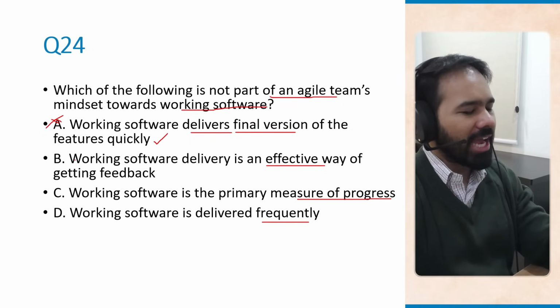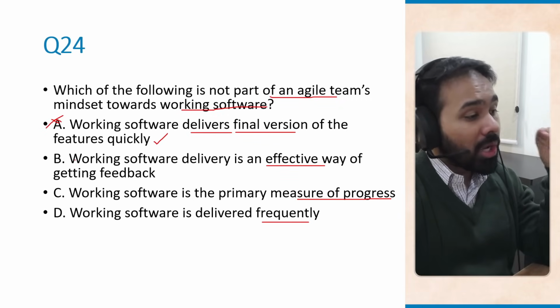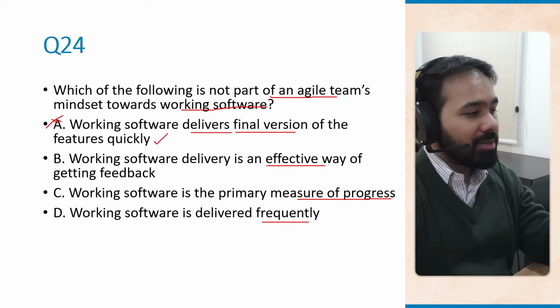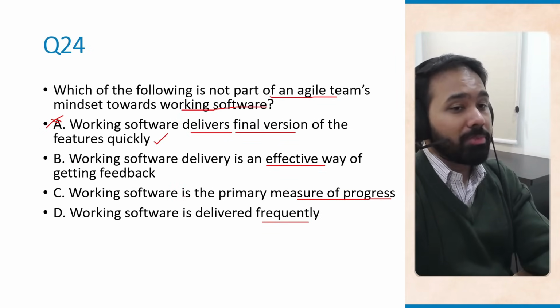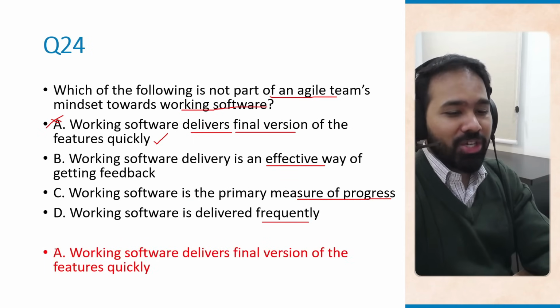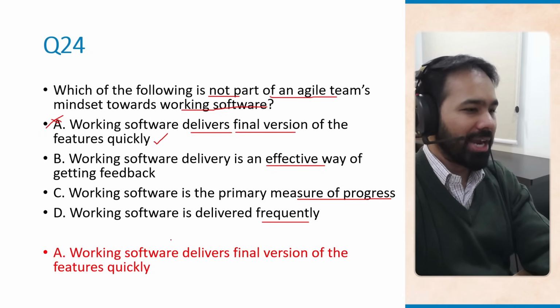What agile teams actually do is deliver incremental working versions frequently so that they can gather feedback and then improve. All the other options, B, C, and D, align directly with the agile manifesto principles, which will be linked below. So option A is definitely not a part, right? Remember, not a part of the agile team's mindset.